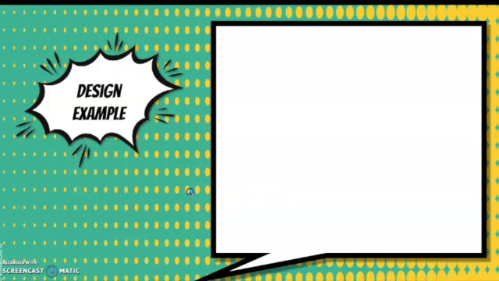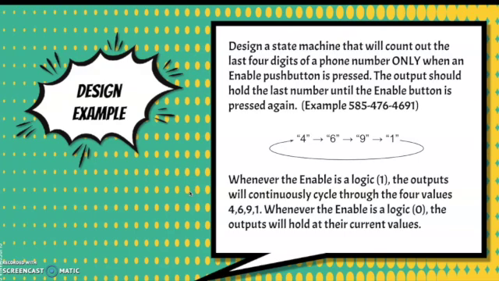Okay, so let's go ahead and look at a design example. Let's say that you have a design of a state machine that will count out the last 4 digits of a phone number only when an enable button is pressed. So that means there is an EN that we have to push, and that triggers the output of a 4-sequence phone number. The output should hold the last number until the enable button is pressed again.